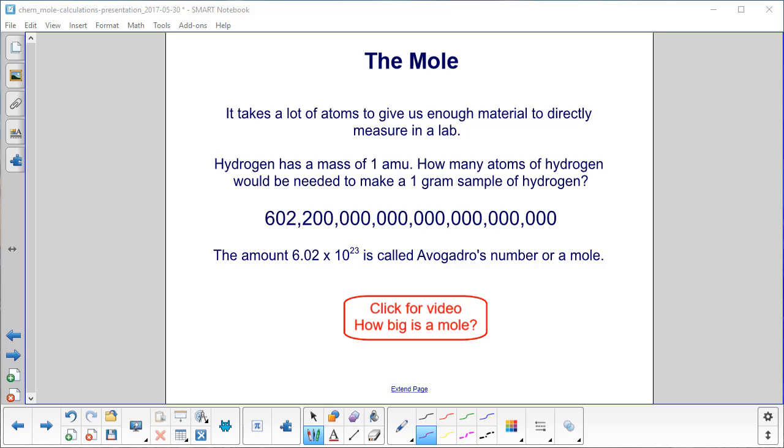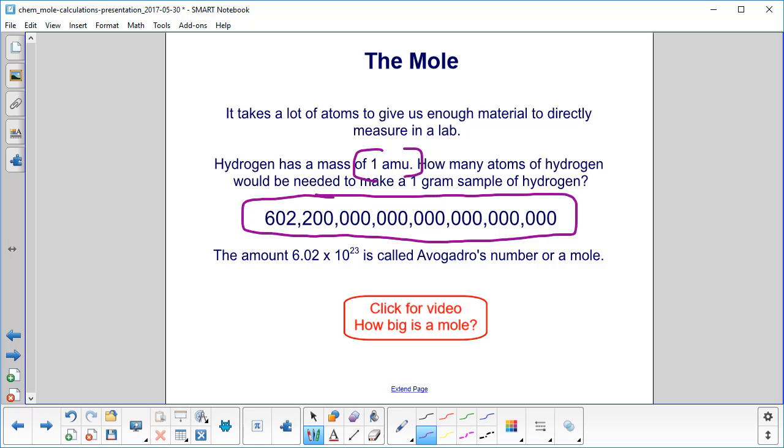That's kind of silly. It would take a whole lot of atoms to give us enough material to directly measure in a lab. So let's start with hydrogen. It has a mass of 1 atomic mass unit, right? Just has 1 proton. How many atoms of hydrogen would be needed to make a 1 gram sample of hydrogen? This many. I'm not even going to try and read that. That's why we have scientific notation. And that number is 6.02 × 10²³. And is called Avogadro's number, or a mole. And you can click here. This is a nice video on how big a mole really is, and we're going to cover that in the next few slides in addition.